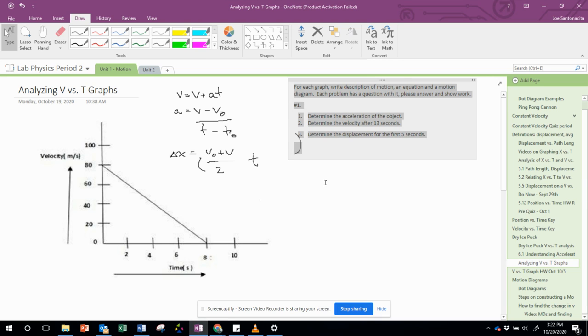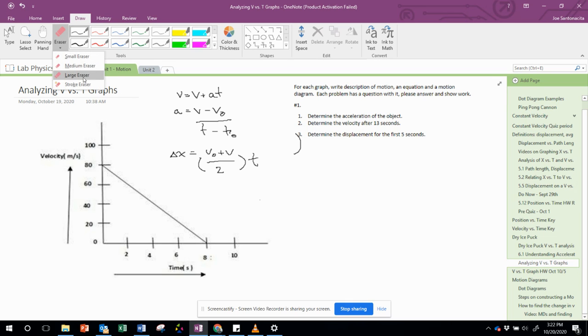Afternoon, everyone. What I'm going to show you now, in case you're stuck on the homework, is a couple of examples of what we've talked about already, to help you work through it. I'm taking number 1 and number 3, which we started in class, and I'll review them here online. Determine for each graph: write a description of motion, an equation, and a motion diagram.